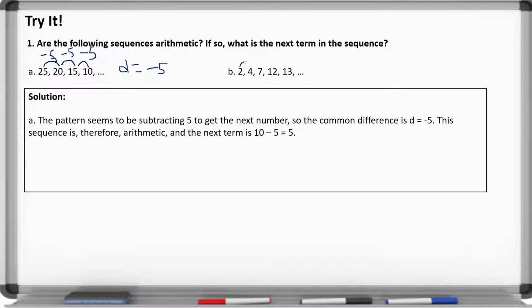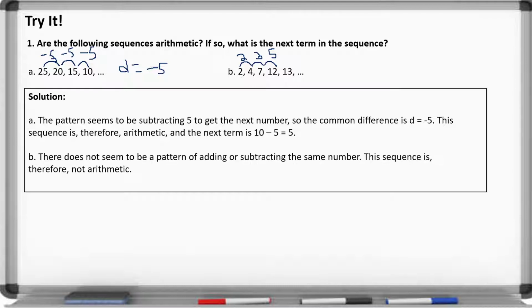For part B, if you look at the pattern, you're adding 2 to get to 4, however, you're adding 3 to get to 7, and then 5 to get to 12. So you're not adding or subtracting the same number to get the next number in the sequence, and therefore it's not arithmetic.